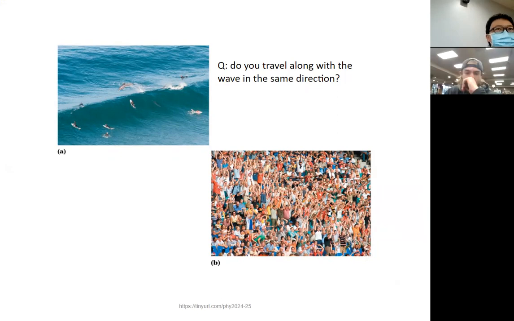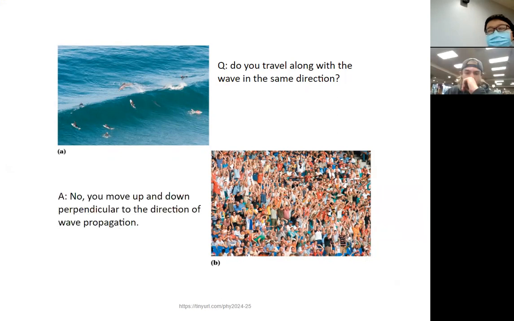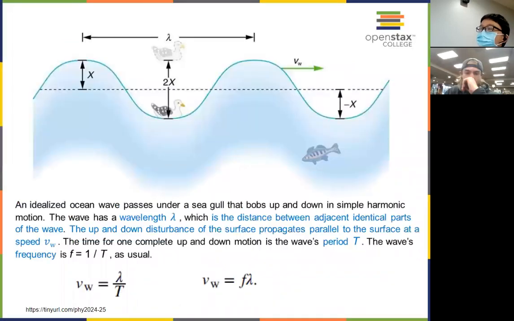So the answer is no, right? If you are making a wave in the sports game here, you just go up and down in your seat, but the wave goes in the horizontal direction. You don't travel along the wave in the same direction. Rather, you are perpendicular to the direction the wave is traveling. Okay, so this is one type of wave. And then there's another type of wave there.